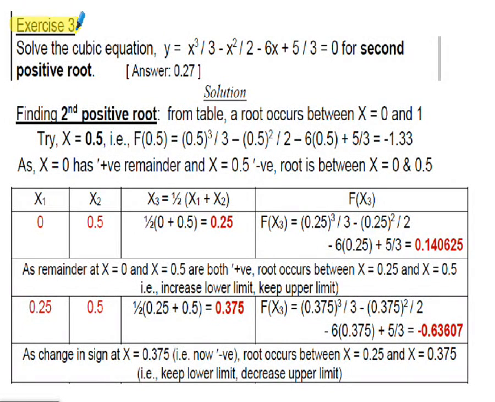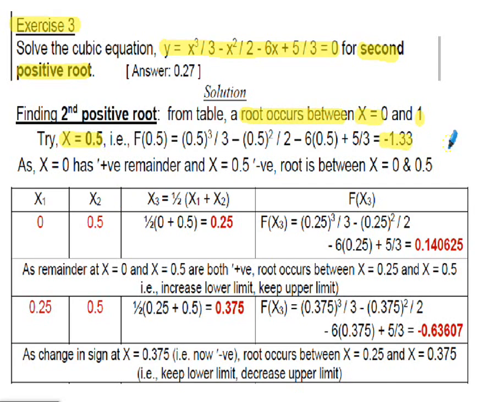Here's the exercise 3 solution. We're solving the cubic equation y is equal to x cubed divided by 3 minus x squared divided by 2 minus 6x plus 5 divided by 3 equals 0. And this is finding the second positive root. From our trial and error process, we know that the second root occurs between x is equal to 0 and x is equal to 1. So our first try is x equal to 0.5.